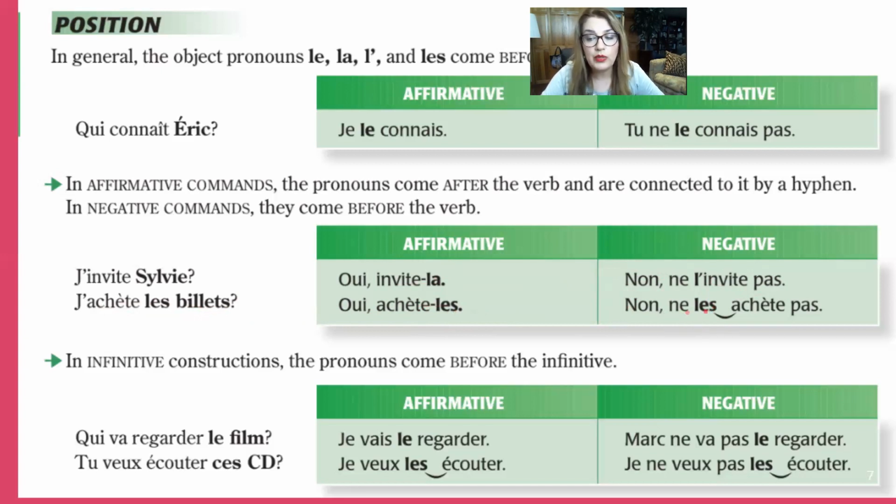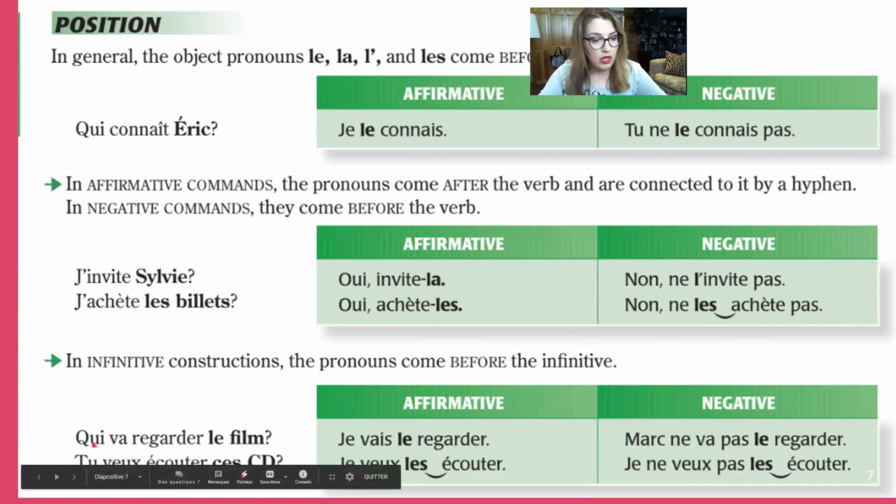No, ne les achète pas. Do not buy them. In infinitive construction, the pronouns come before the infinitive. So remember that the infinitive construction is a sentence that has two verbs. The first one is conjugated, the second one in the infinitive. And we look for the second verb, the infinitive, and we place the pronoun before it.